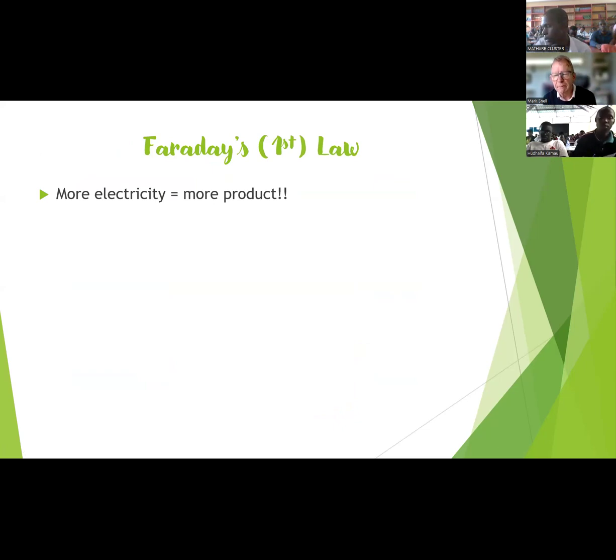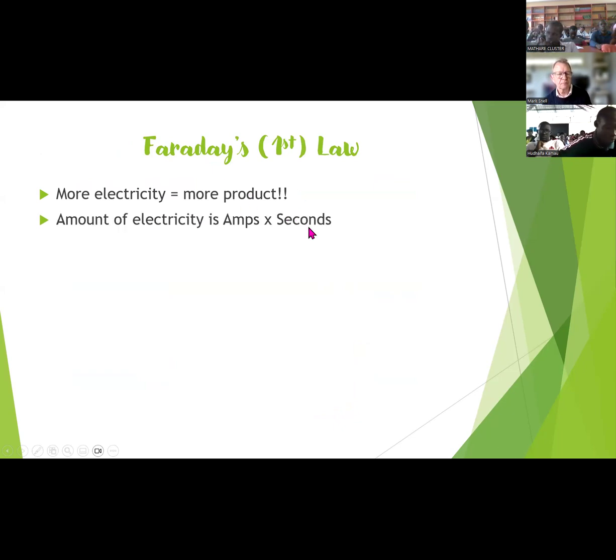They shouldn't be. The first rule is obvious, that if you put more electricity in, you will get more product out. The amount of electricity is coulombs. That is amps times seconds. It has to be seconds.